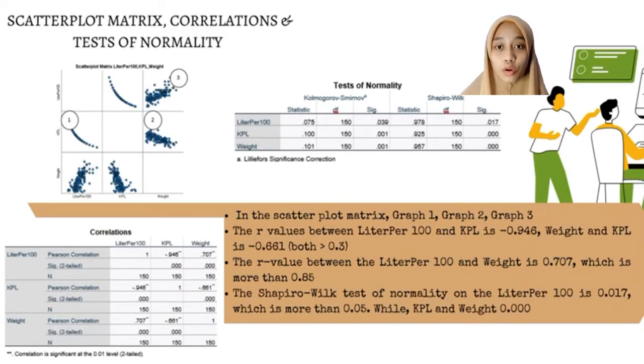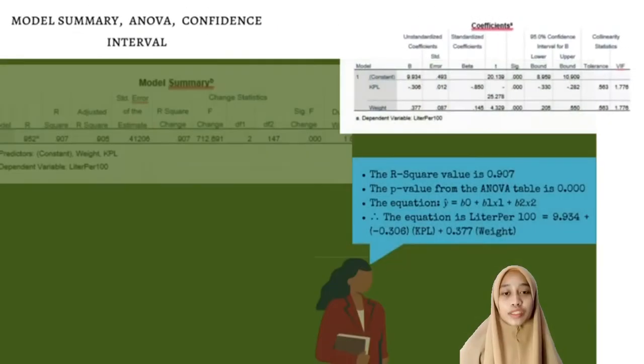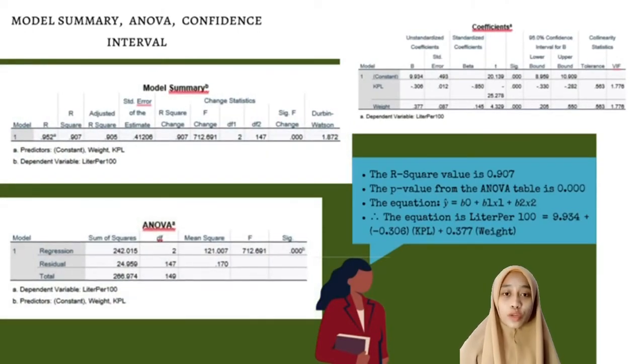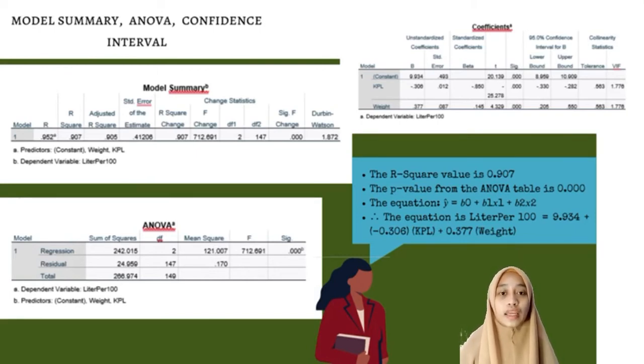Next, test of normality. The Shapiro-Wilk test of normality on liter per hundred is 0.017, which is more than 0.05. While KPL and weight is 0.000. Thus, the assumption of normality is not met. Then model summary. The R-square value is 0.907, which means 90.7% of the variation in liter per hundred can be explained by weight and KPL.